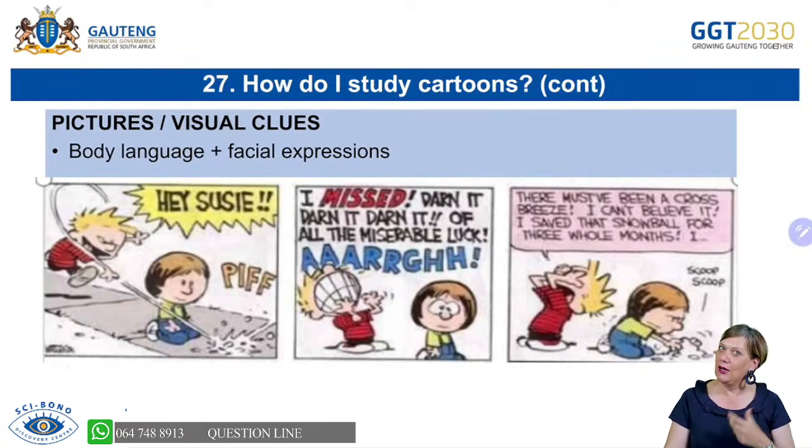You can see, and look at the facial expression. She's completely confused. What's happening around here? She doesn't know what's happening. But you need to look at your characters. Look at their body language, where their arms are. Look at Calvin's hands on the last frame. Over his eyes, he's covering his eyes because he's so frustrated at what's happening.